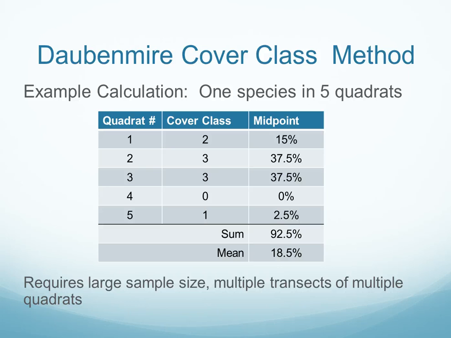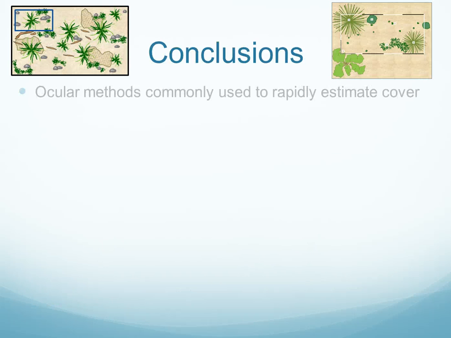And remember, the way that it works for the Daubenmire method is that we require a large sample size. We save time by not having to try to estimate coverage to the nearest percent and only assigning cover class. And so we can measure more quadrats. Usually the Daubenmire method is done by placing quadrats along transects, and we would need multiple transects with multiple quadrats.